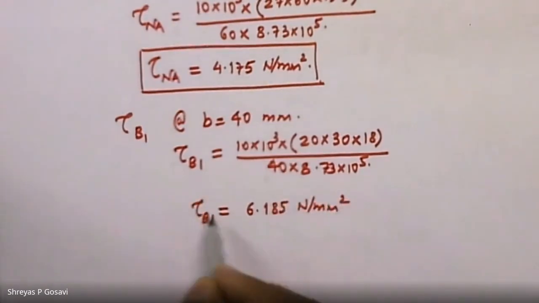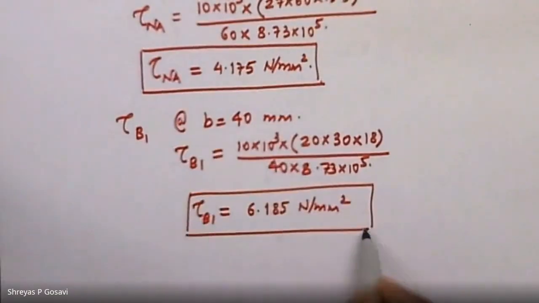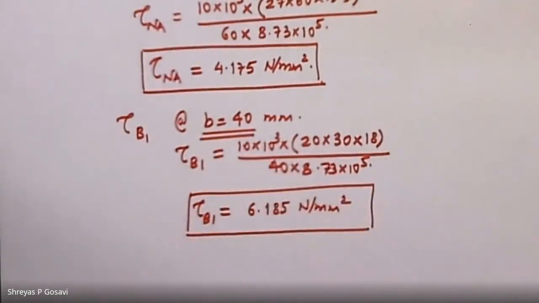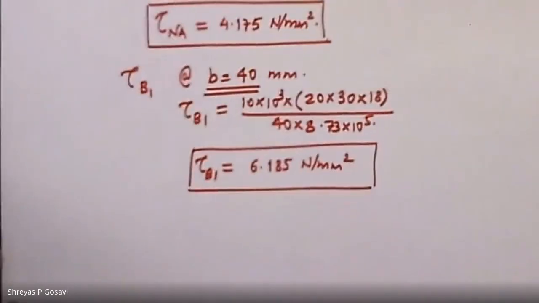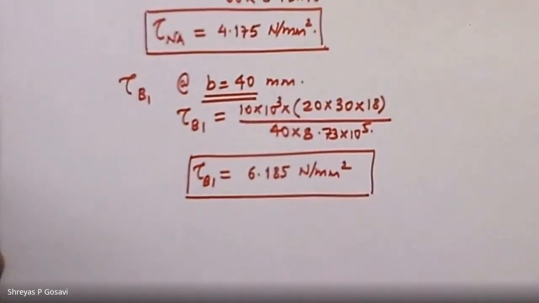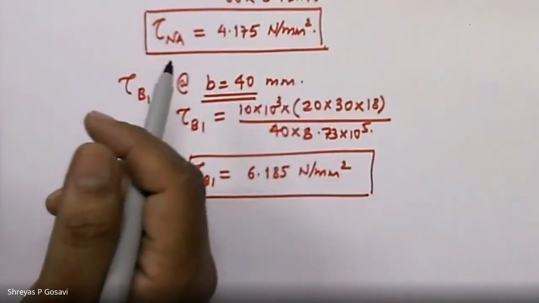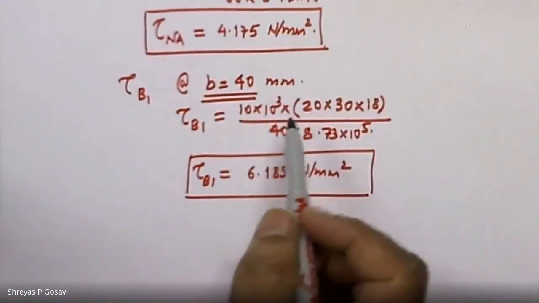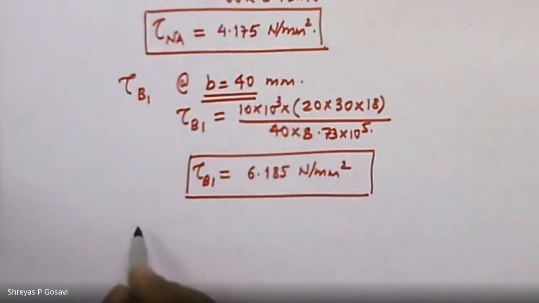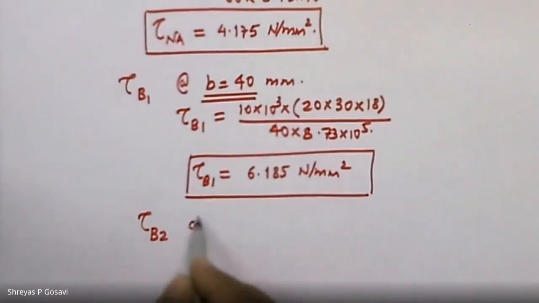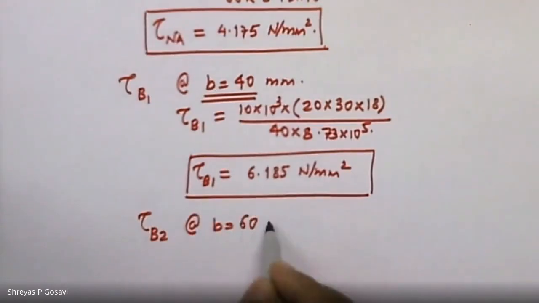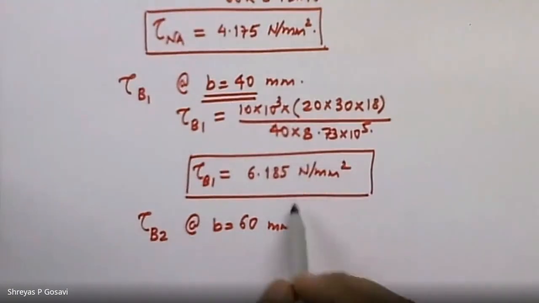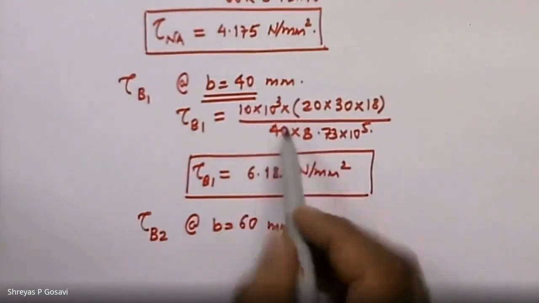Tau at B1, that is at 40 millimeters. Please do not forget the value of the width about which we have calculated the shear stress. Now we can calculate the shear stress about B equal to 60. So by using the same relation, that is tau about B2 at B equal to 60 millimeters, we can find the value of the shear stress.